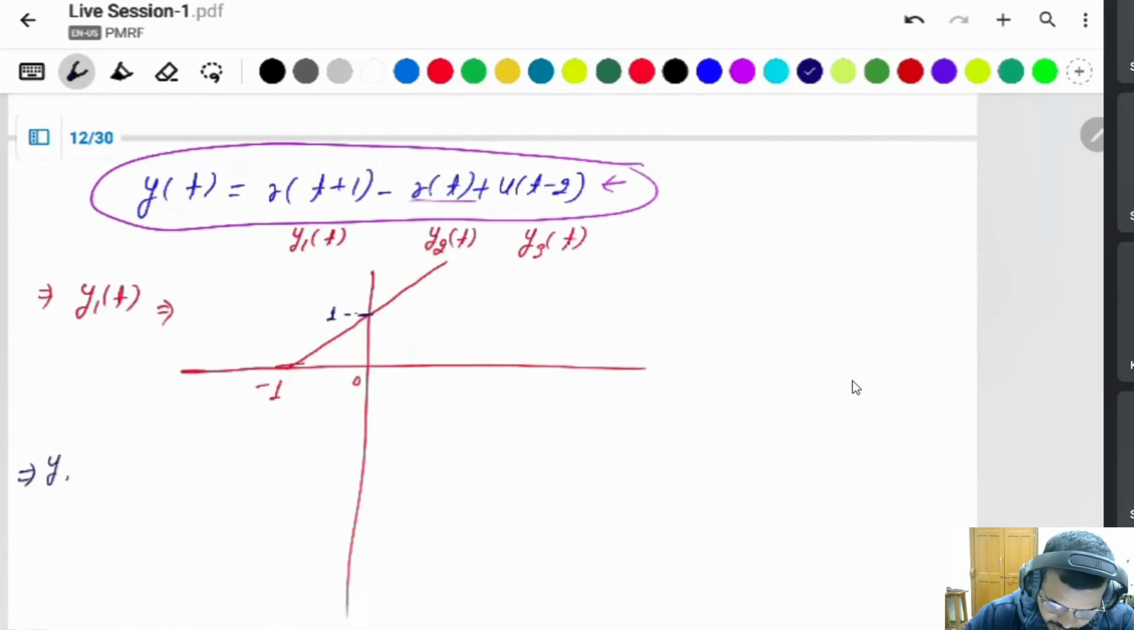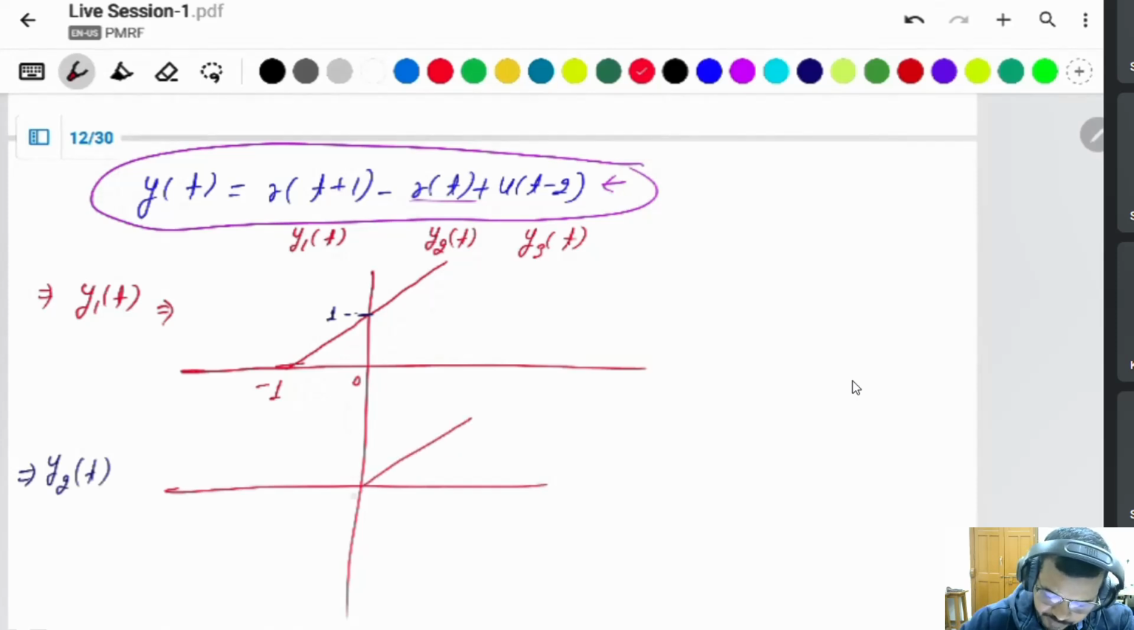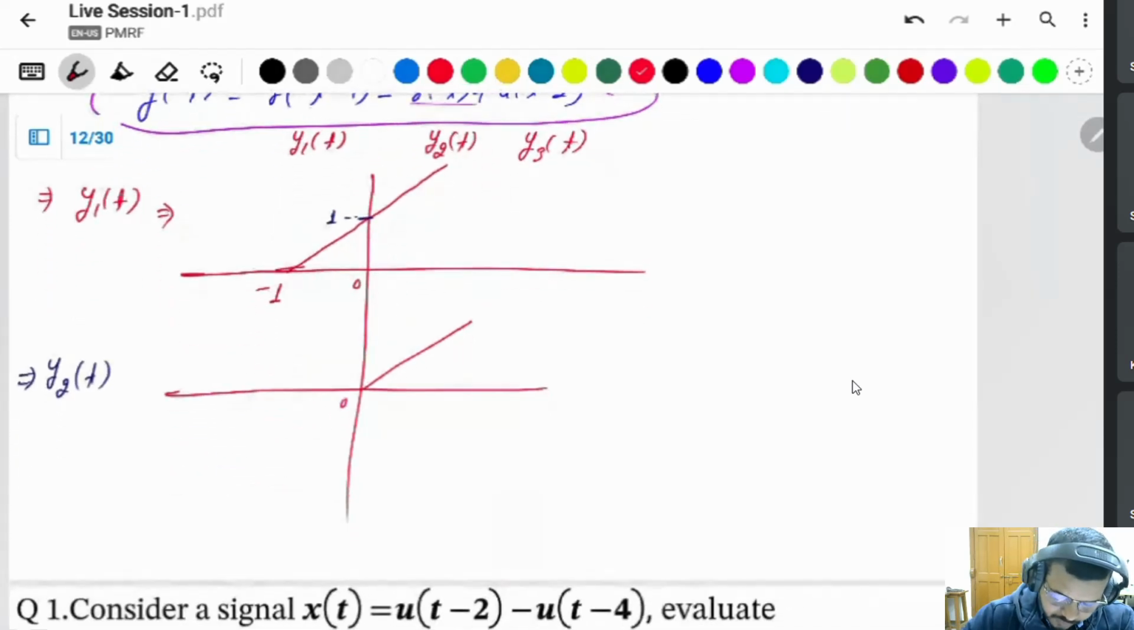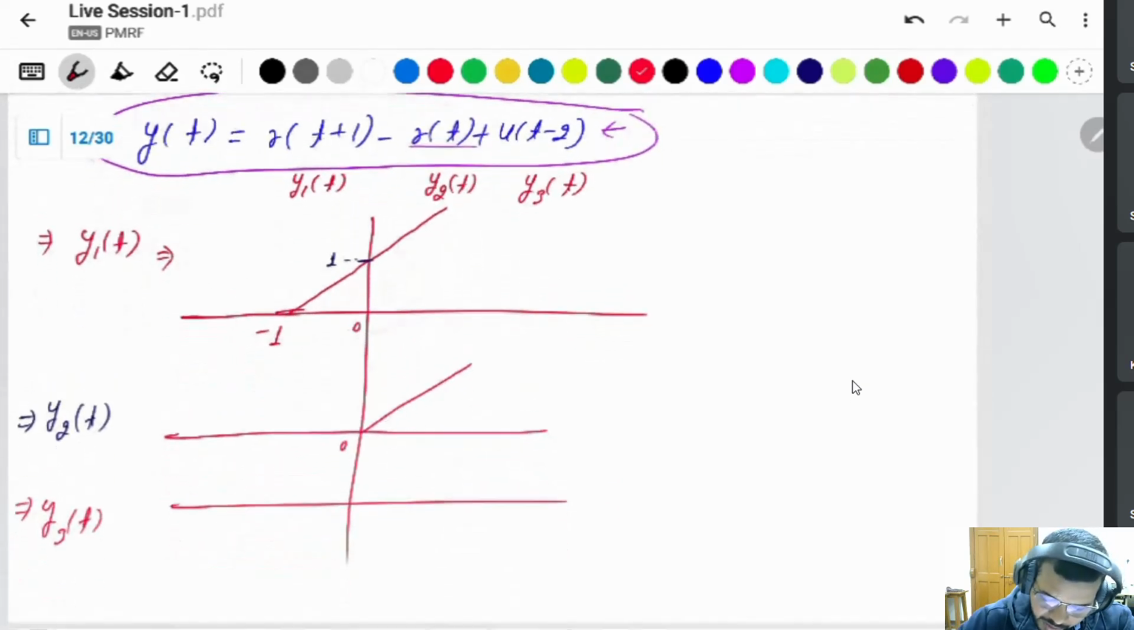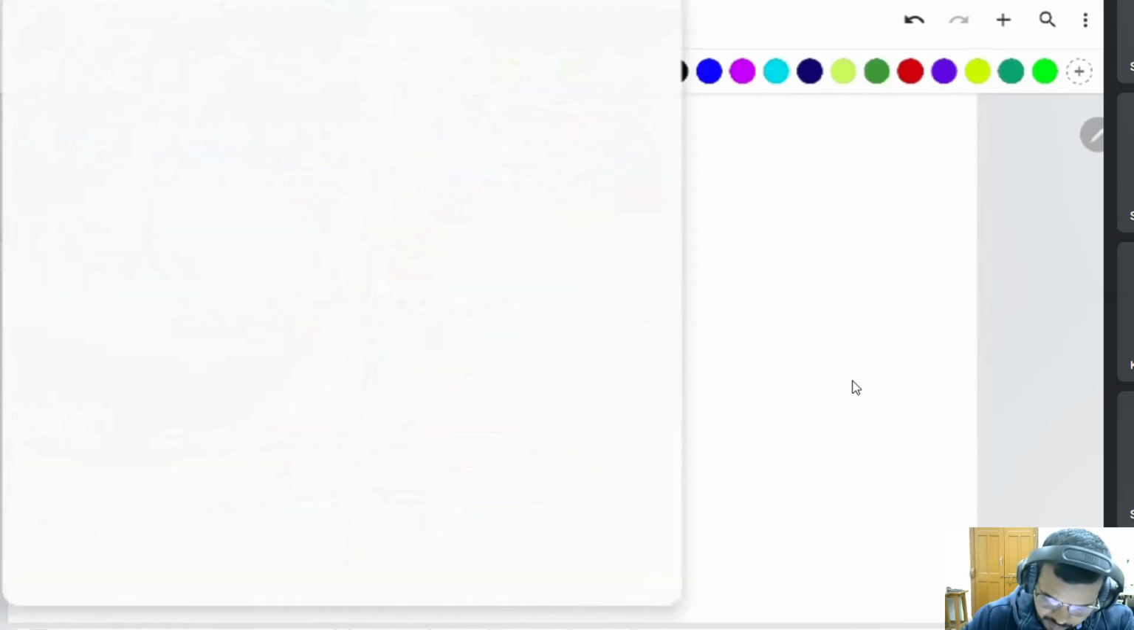Second thing, y2(t) is the ramp signal started from origin, from here, at the same slope. Third one, add this one at 2. This is subtraction, this one is add up. Okay, leave it for this time.